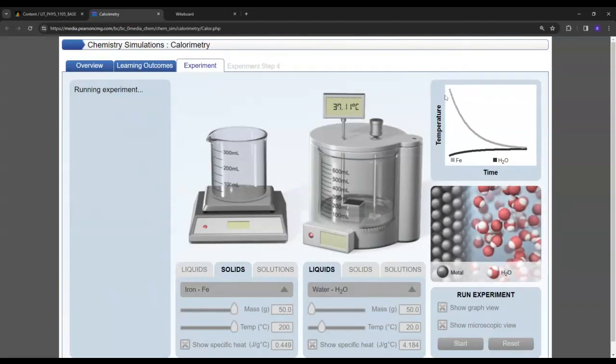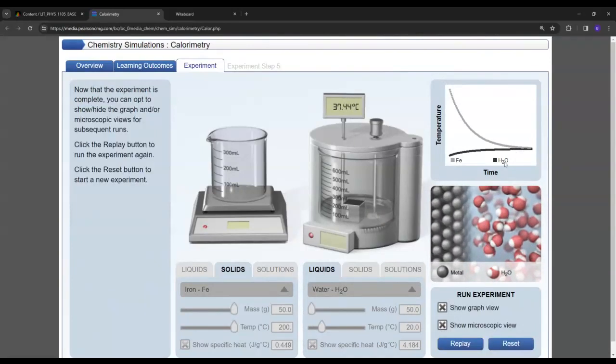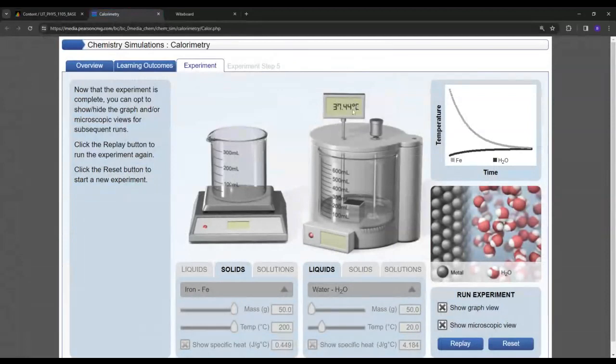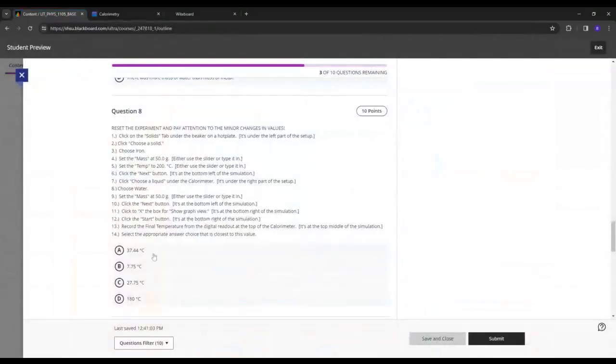Okay, so even steeper gray line, less steep black line. What's the question? Record the final temperature. Okay, so right here, right in the middle at the top, 37.44 degrees Celsius.